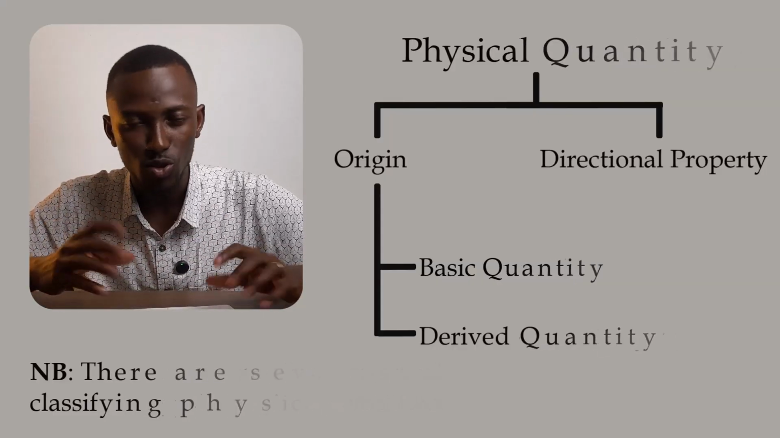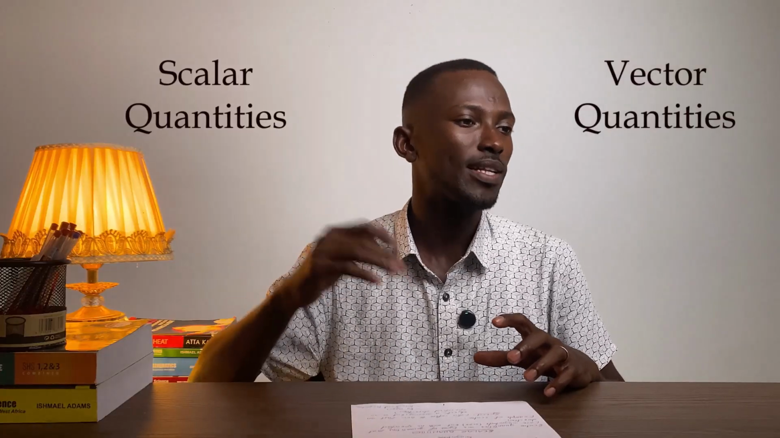For this lesson, we'll not be talking so much about that. That will be for a different lesson. We will be focusing rather on the type of classification that divides physical quantities based on their directional properties. So that's what we'll be discussing in this lesson. And when it comes to classifying physical quantities based on their directional properties, we have two types. And what are those? We have vector quantities and scalar quantities. We'll be taking them one after the other. And by the end of this lesson, hopefully it will make sense to you.